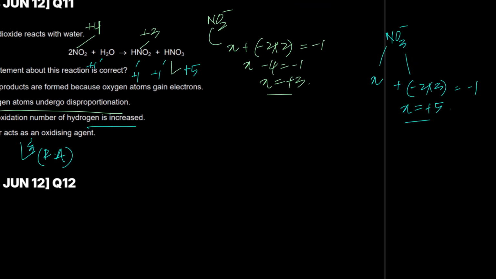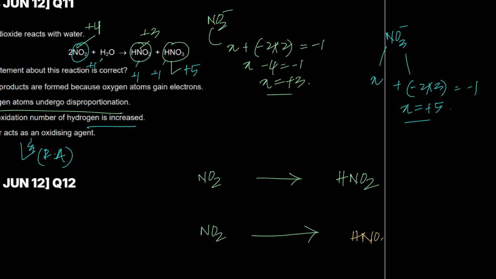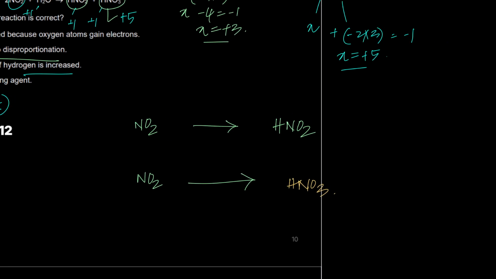Make the half equations for it. That's how you can easily explain it to yourself. See, NO2 is going to HNO2 right here, and NO2 is going to HNO3. So can I say NO2 is going into HNO2? Now this is all extra, but again, I want you guys to do it. NO2 is going into HNO3. Can we balance these equations, please? How could you balance them?